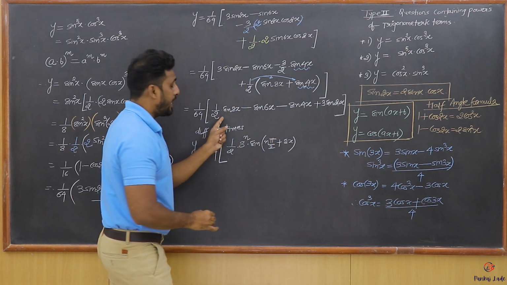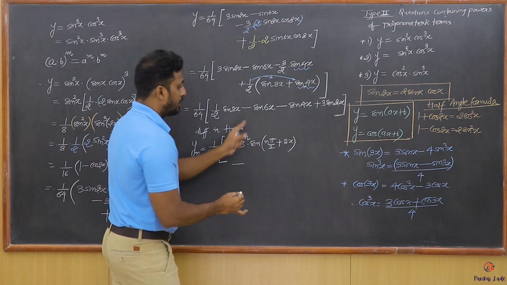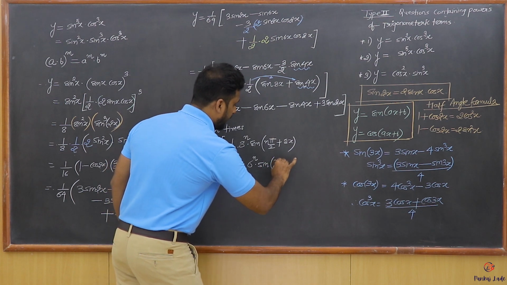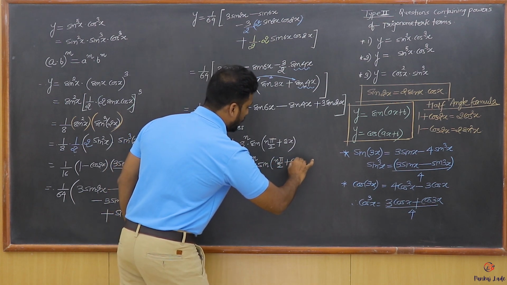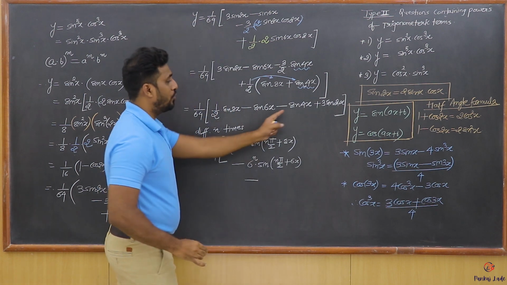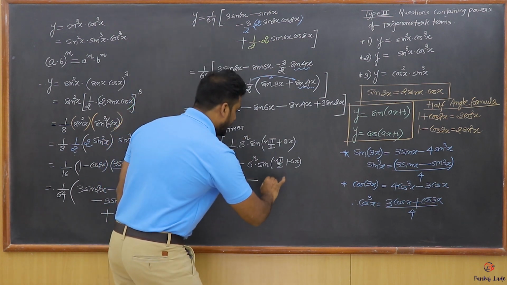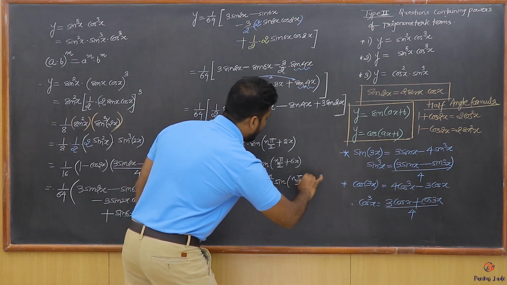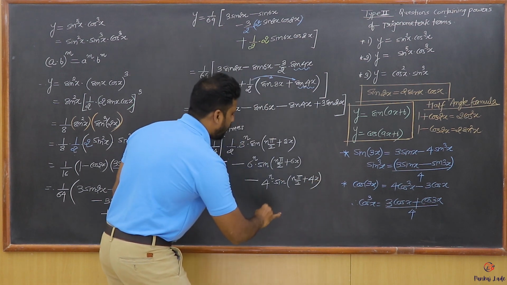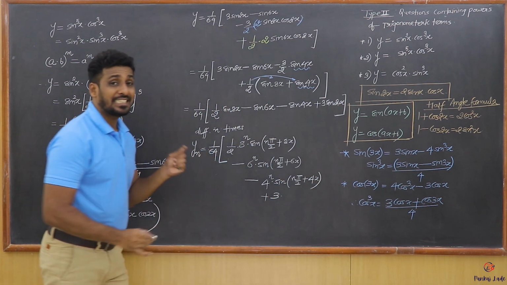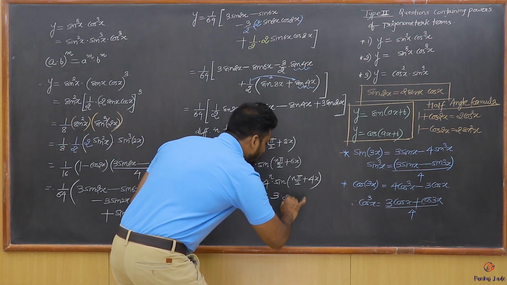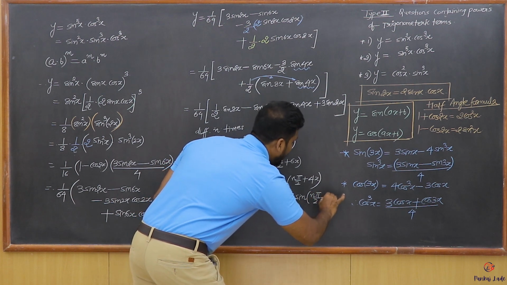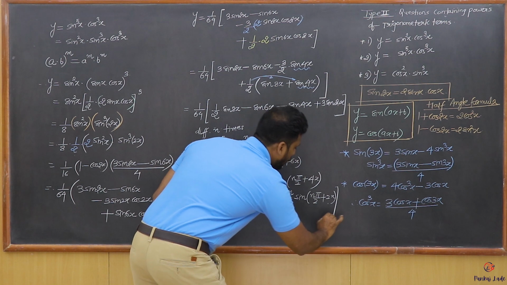plus 8x. That's my nth derivative of the first term. Then minus the next term is sine 6x. So that's 6 raised to n sine of n pi by 2 plus 6x. Then minus, what's the next term? You have sine 4x. So that's 4 raised to n into sine of n pi by 2 plus 4x, and finally you have the constant 3, and sine 2x is going to be 2 raised to n sine of n pi by 2 plus 2x, and you close your bracket.